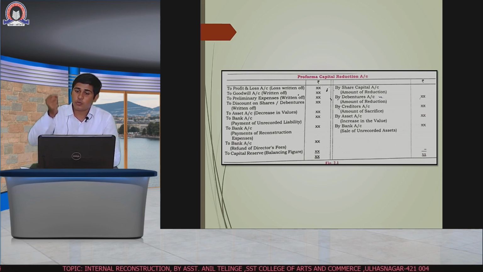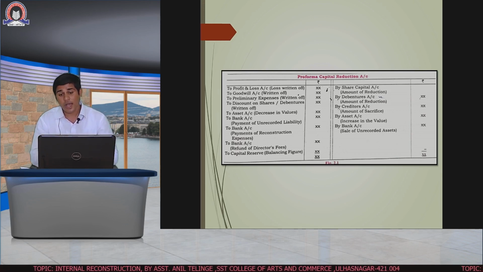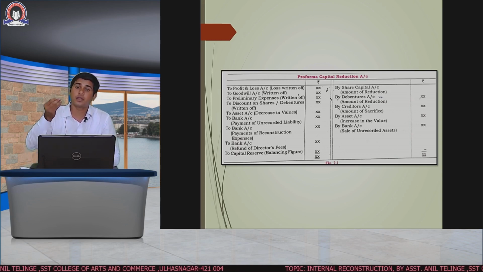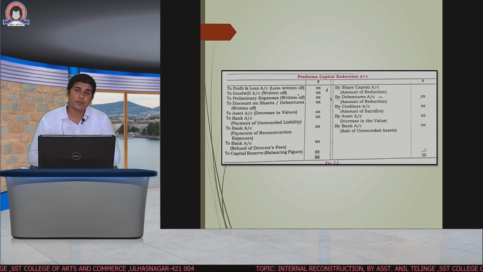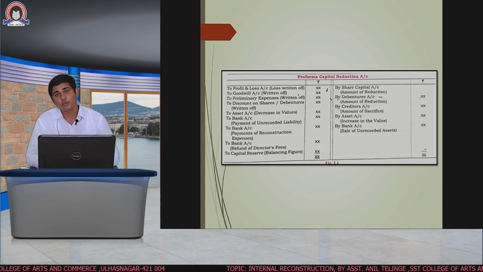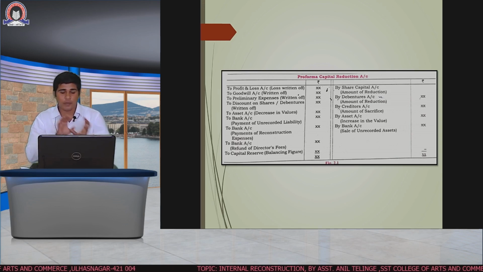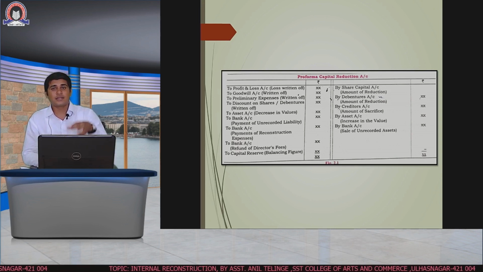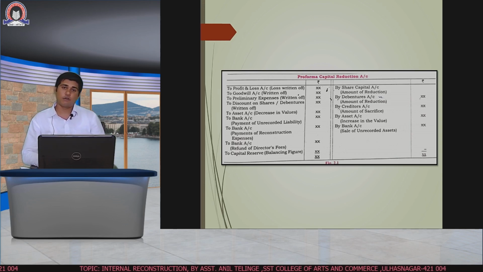My dear student, when you cast the total pro forma of capital reduction, if the credit side is greater than the debit side, the difference is treated as capital reserve, and that capital reserve you can mention in a new balance sheet: equity share capital at revalued value, preference share capital at revalued value, and below that some reserves and surplus. Capital reserve we need to mention in that reserve fund, so we can find out the total own funds. So that is a little theoretical part of capital reduction.